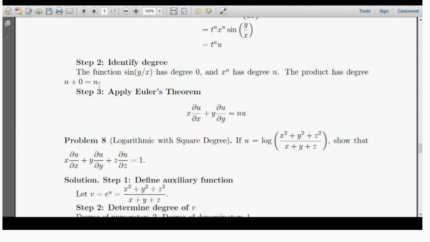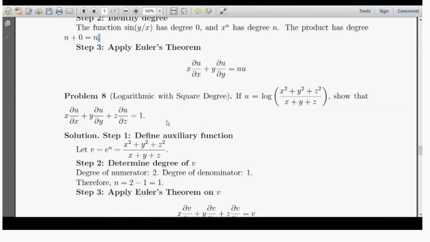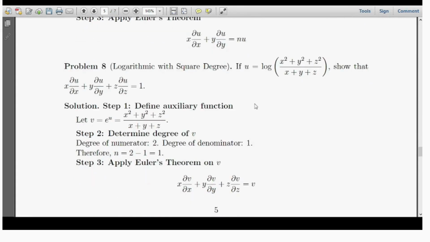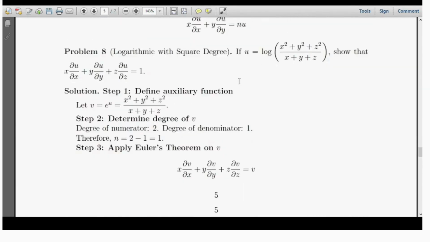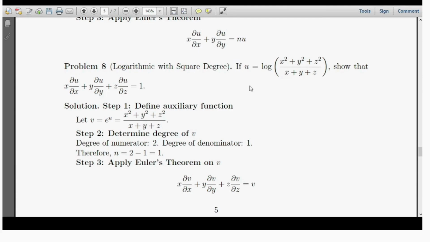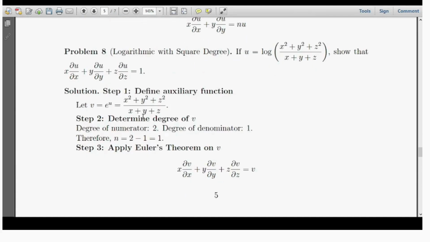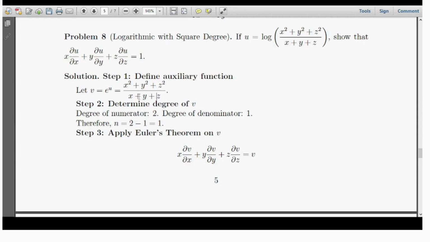So here degree is n v. Same thing, this is also logarithmic with square degree function. Same thing. So here, same thing, we will apply exponentials on both sides. We get f of xyz, and this is of the form f of xyz by g of xyz. So same rational function, degree of f by g equal to degree of the numerator minus degree of the denominator.